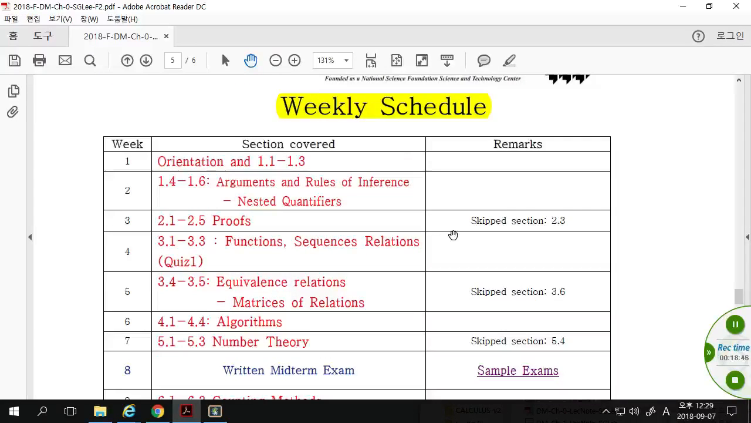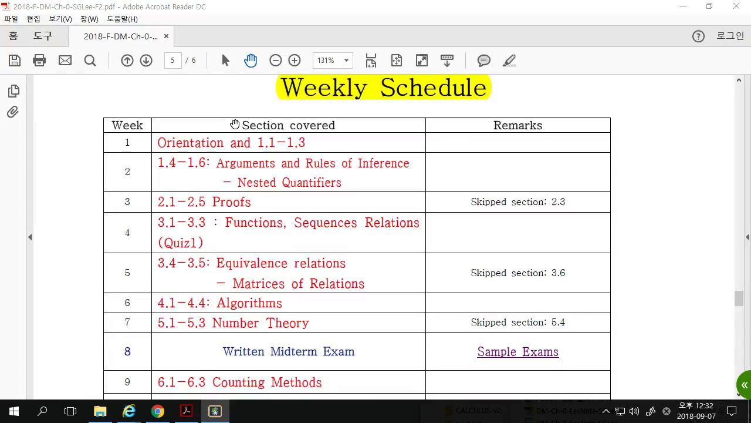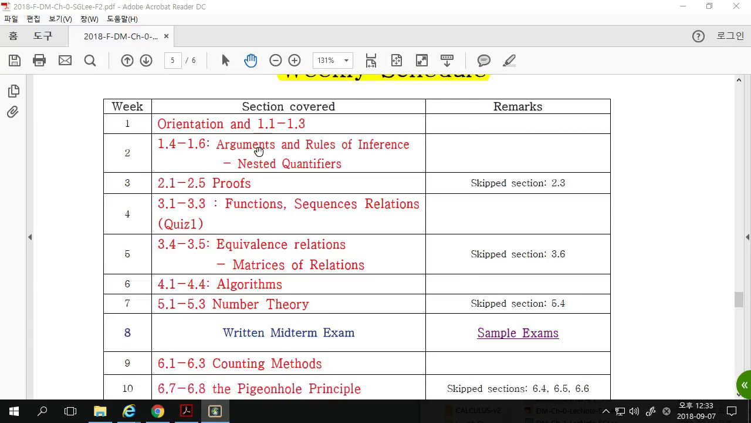This is a weekly schedule. Before we start the weekly schedule, let's ask one question. Okay, this is our weekly schedule. This is not only for this class. There are about 5 or 6 discrete math classes that will be offered at Sungkyunkwan University in this semester, and we will share the same syllabus like this, same schedule.